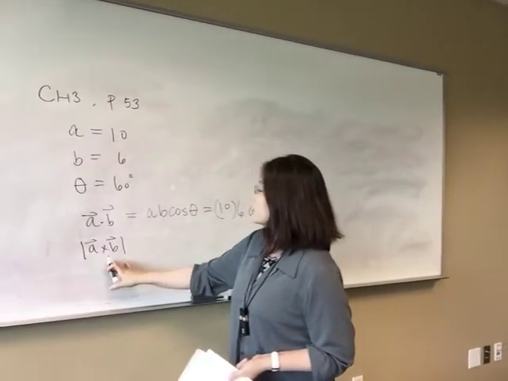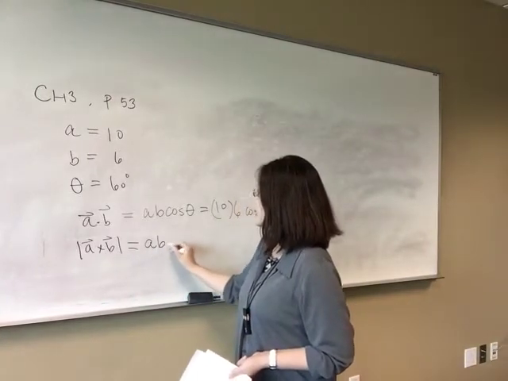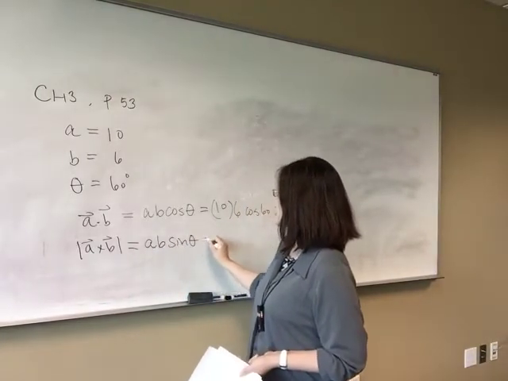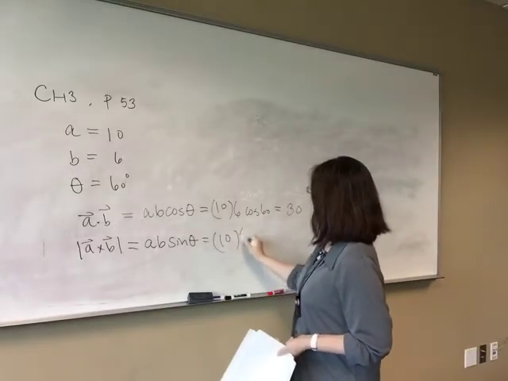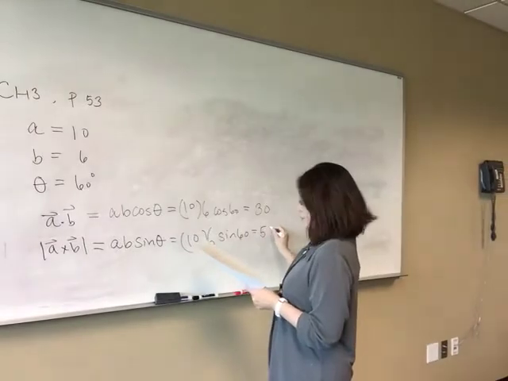What about A cross B? If you just want to find the magnitude, it's also very easy. It's just A times B, and then times the sine of the angle between them. So 10 times 6 and then times sine of 60. You should get 52.